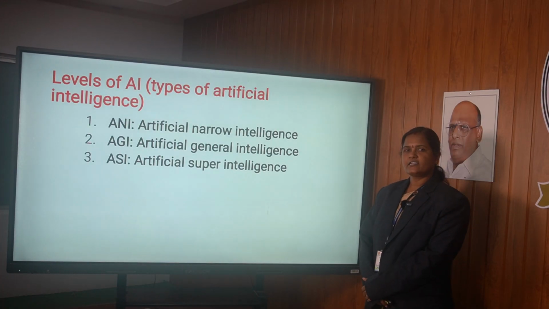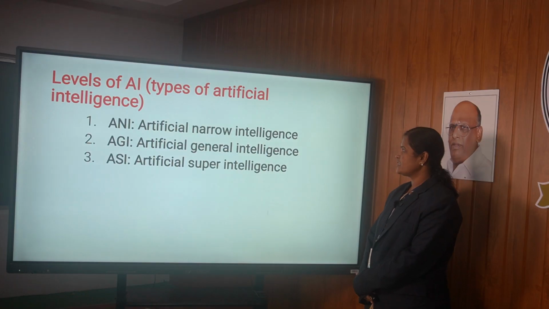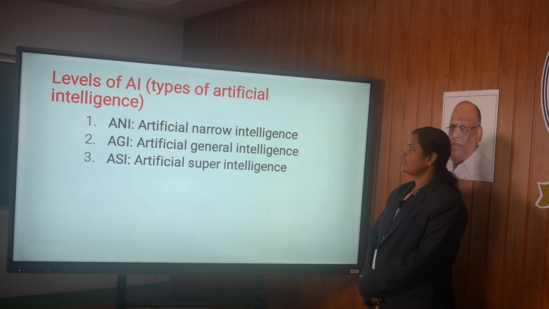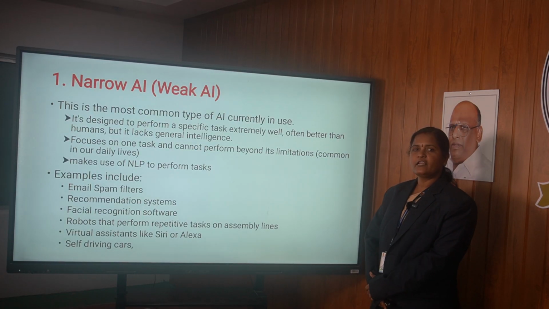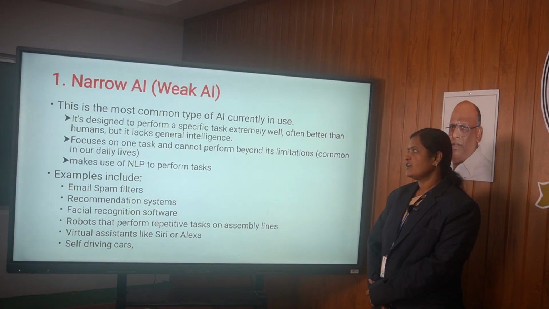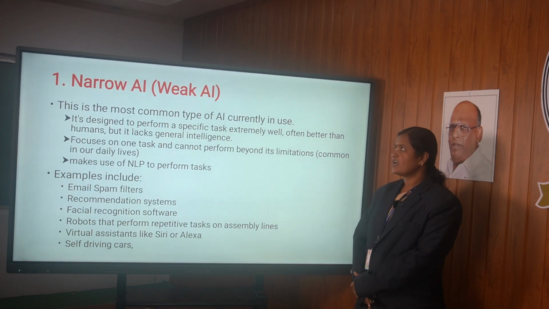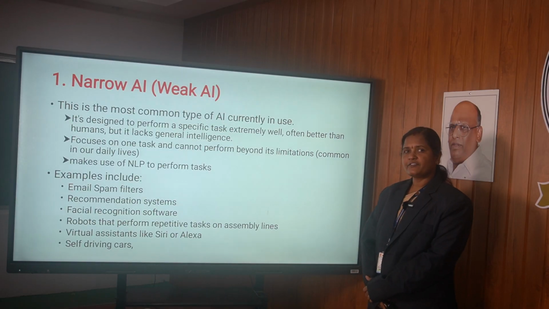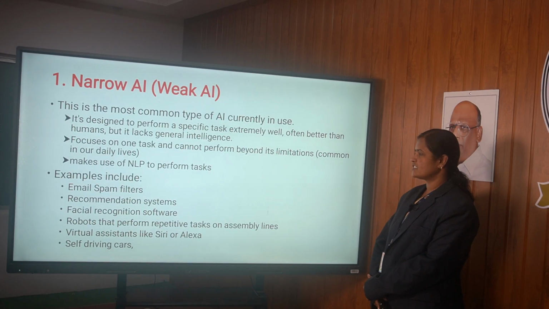Now we'll discuss types of artificial intelligence. Artificial intelligence is of three types: artificial narrow intelligence, artificial general intelligence, and artificial superintelligence. Artificial narrow intelligence is mainly used to focus on completing only one specific task. Whenever the agent has to perform any repetitive task, artificial narrow intelligence will be used, and it will make use of NLP to perform this task.